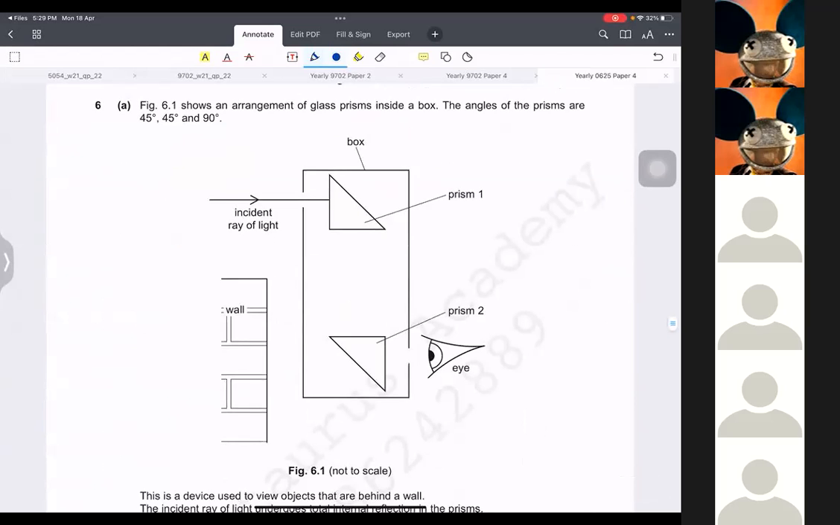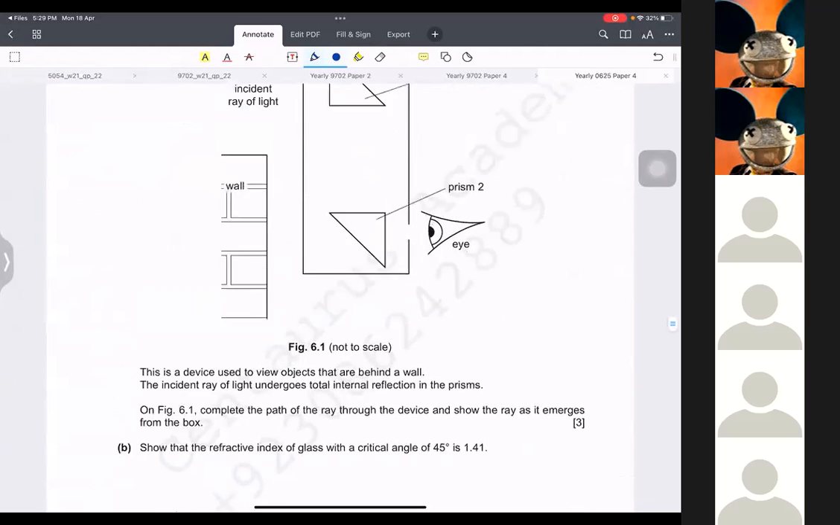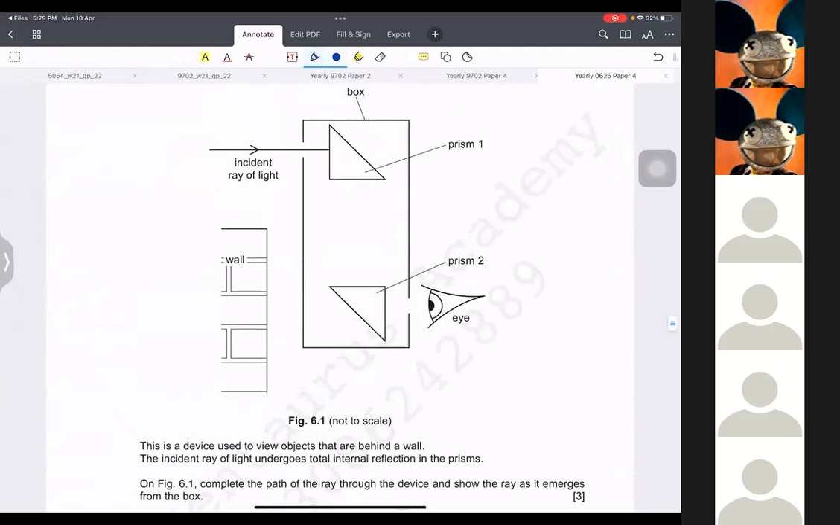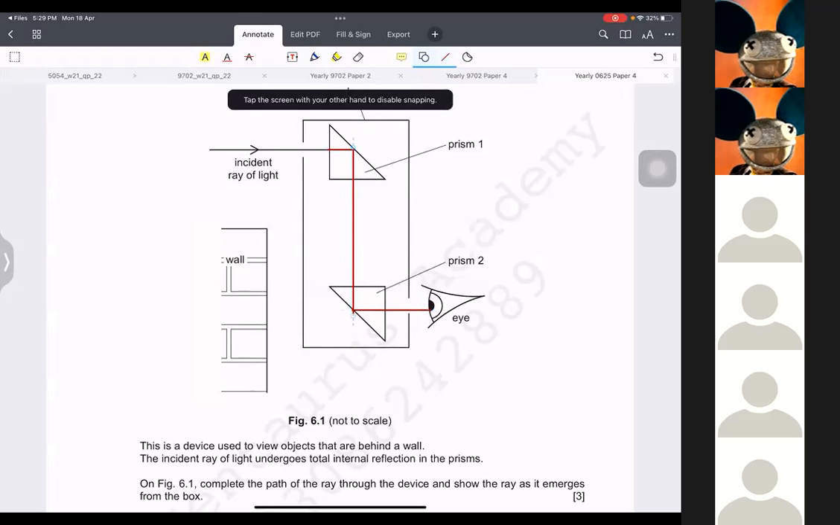Then it shows an arrangement. Complete the path. So what you do, first of all, you make a straight line like this. Then from this, go straight down at 90°. And then from this, go to the eye. This should be exactly here.